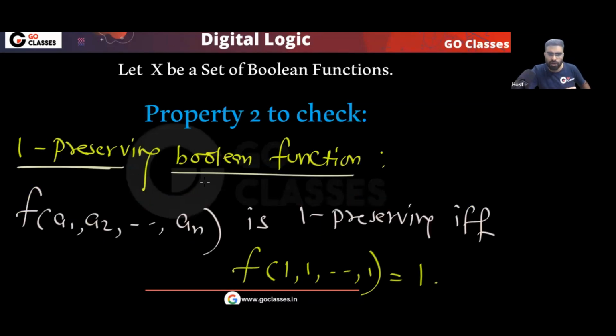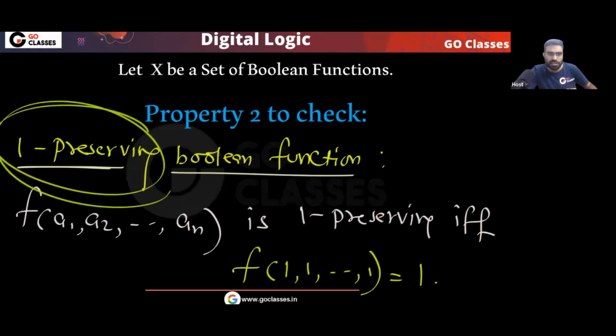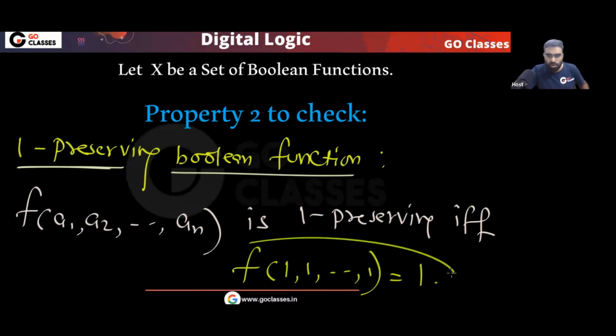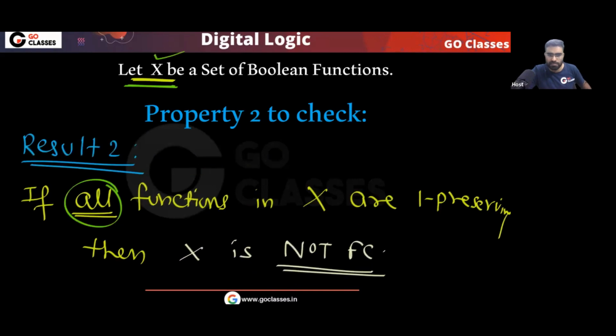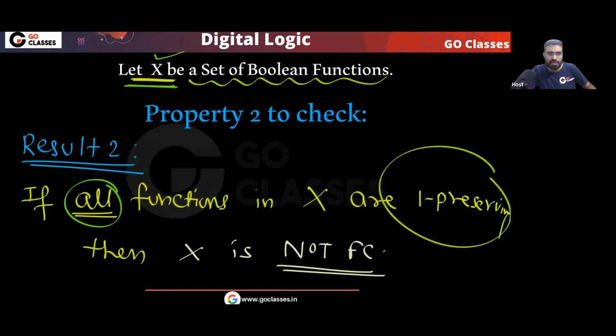What is the definition of one preserving function? A function is one preserving if you replace all the variables by 1, then the output must be 1. This is the definition. Okay, and if all the functions in this set x, which is a set of Boolean functions, are one preserving, then x is not functionally complete.